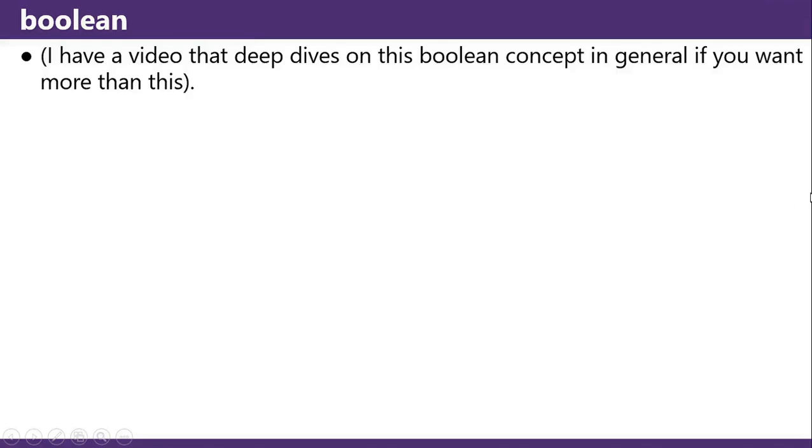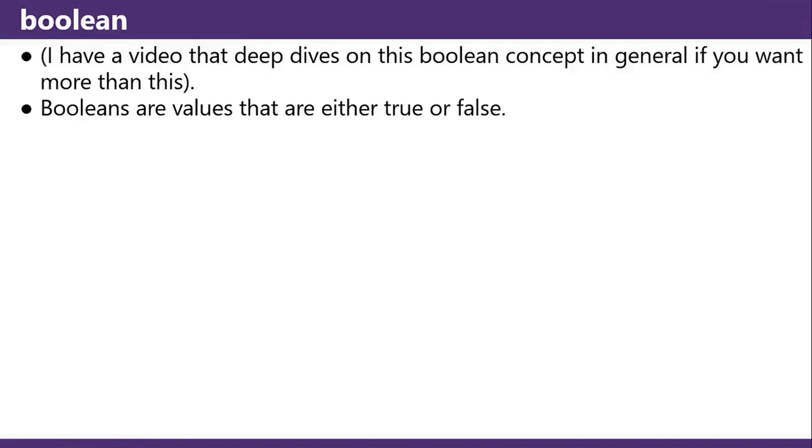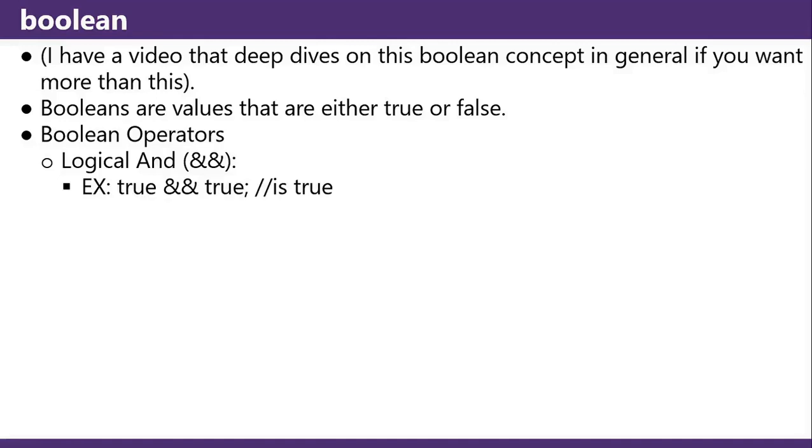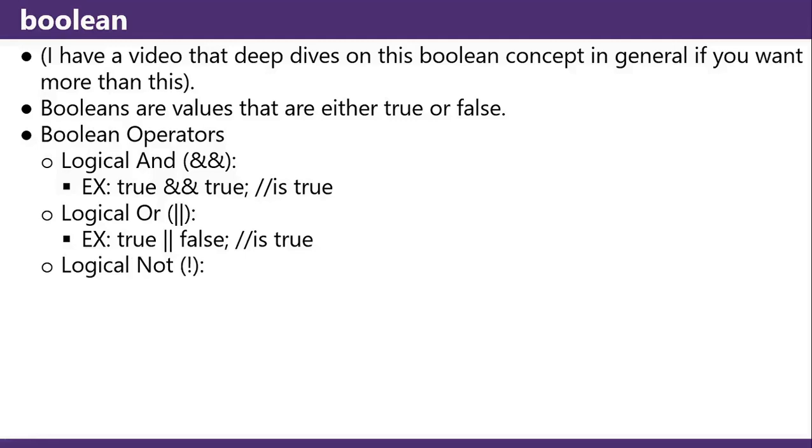Primitive types. I have a video that deep dives on this boolean concept in general if you want more than this. Booleans are values that are either true or false. Boolean operators: logical and, ampersand, true and true is true. Logical or, double bar. True double bar false is true. Logical not, bang. Bang false is true.